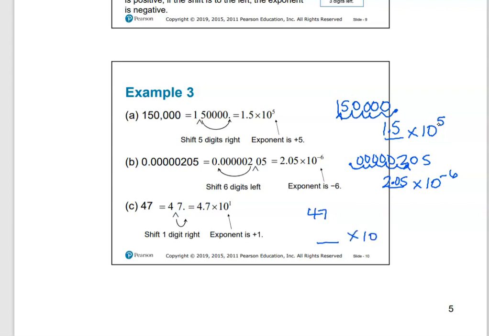A lot of people are like, I don't even need to do anything with that one because it's 47. Well, remember that the number in the front has to be between 1 and 10. And this is not, so it has to be at least 1 and smaller than 10. So we put our decimal where it goes. We put an arrow after the first non-zero digit, so we know we're looking at 4.7, and we would only have to move our decimal 1 place to the left, so 10 to the first power.